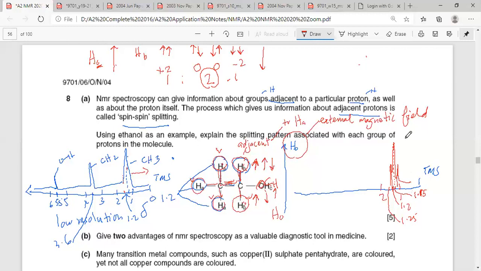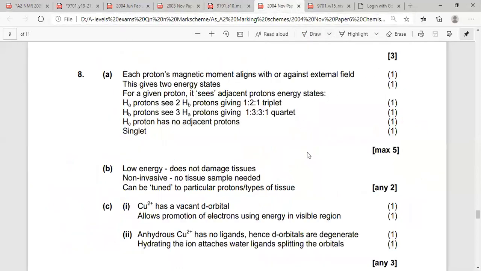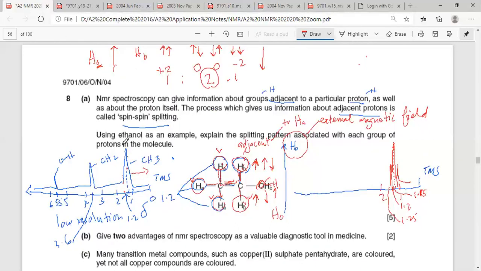Okay, so this is how they explain. Now let's see how they explain question 4. First of all, let me look at the question first. Nuclear magnetic resonance gives information about adjacent protons, as well as the process. So using ethanol as an example, explain the splitting patterns associated with each. See, the mark is 5 marks. It means you will explain them from the very beginning.